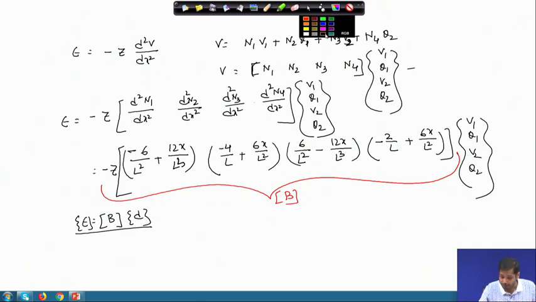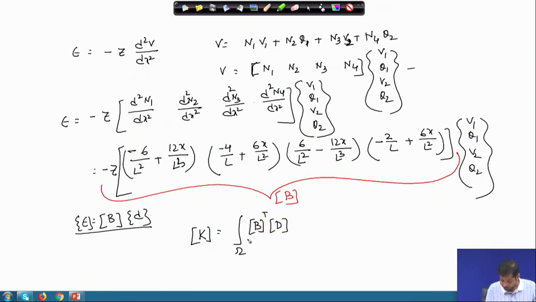Now, once we have B, if you recall the general form of the stiffness matrix: K, the element stiffness matrix, was the integration over the entire domain, the entire volume, of B transpose, then D, the constitutive relation, and then B, integrated over the entire domain, right. That was our stiffness matrix. Now, we have obtained B already, so B we can get from this.